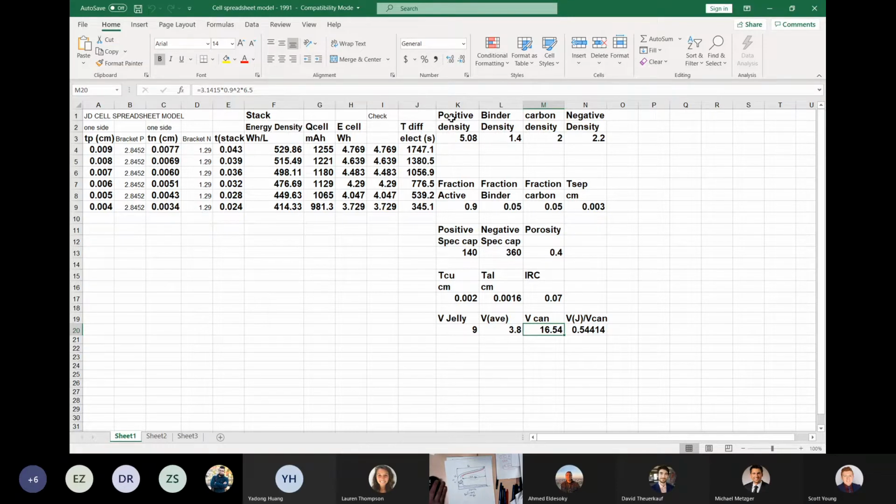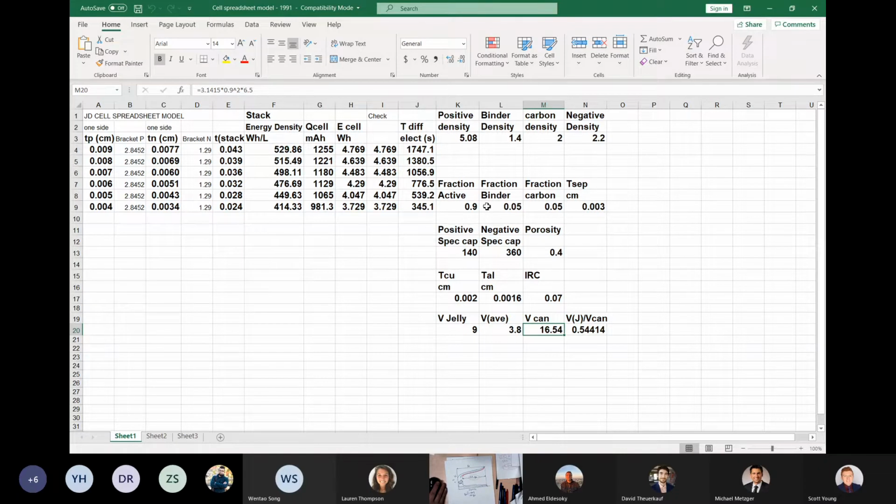So let's talk about what we made. Positive density is 5.08. Who knows what positive electrode material that is? Lithium cobalt oxide. Right on. You guys all calculated it in homework 1. The binder density is 1.4 grams per cc, so that's PVDF. The carbon density is for the carbon black. It's about 2 grams per cc. And the negative electrode is graphite. Its density is 2.2 grams per cc. So these are all the things you need to put into the spreadsheet model.